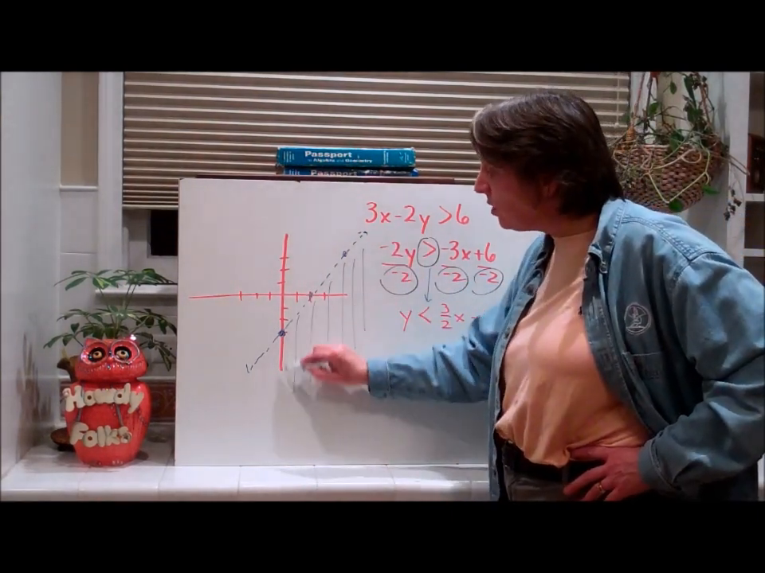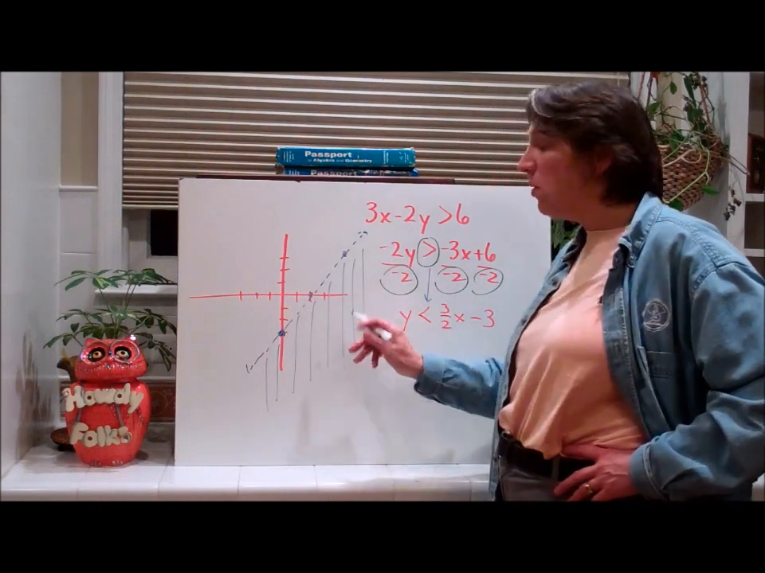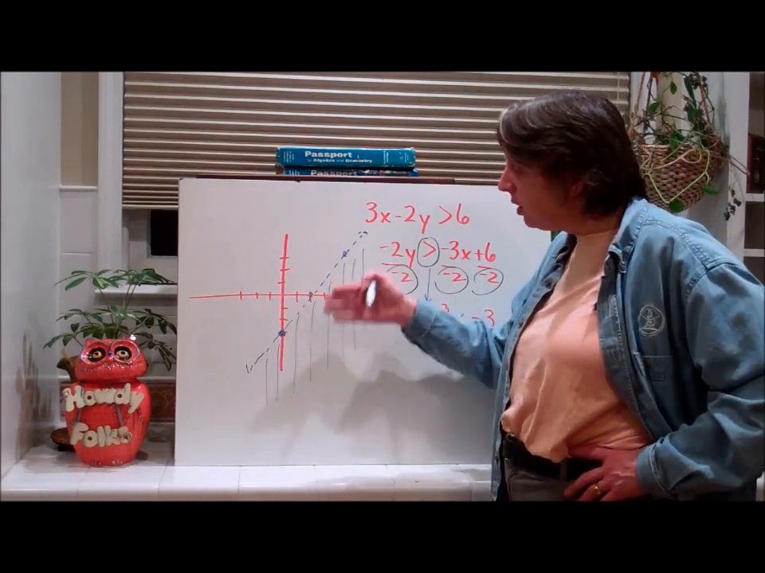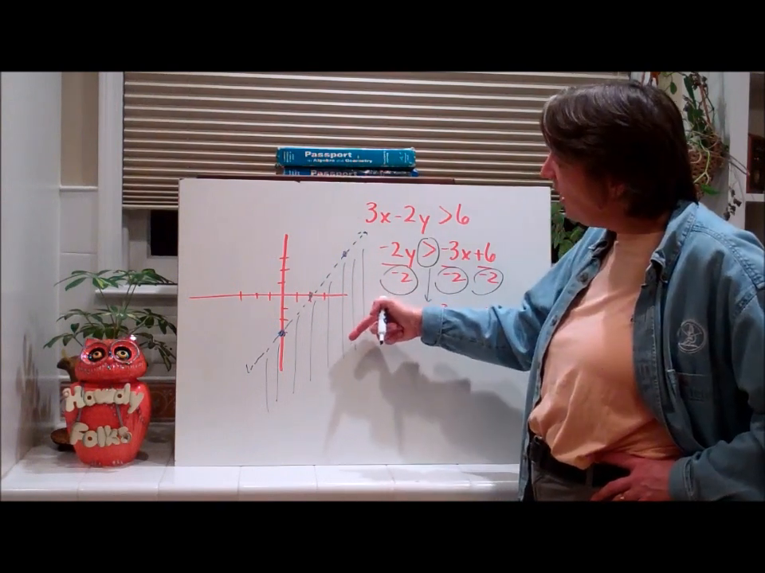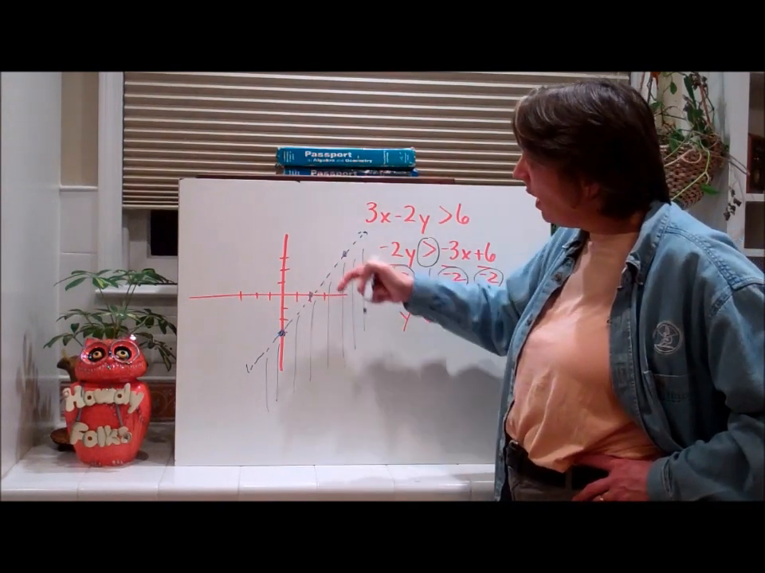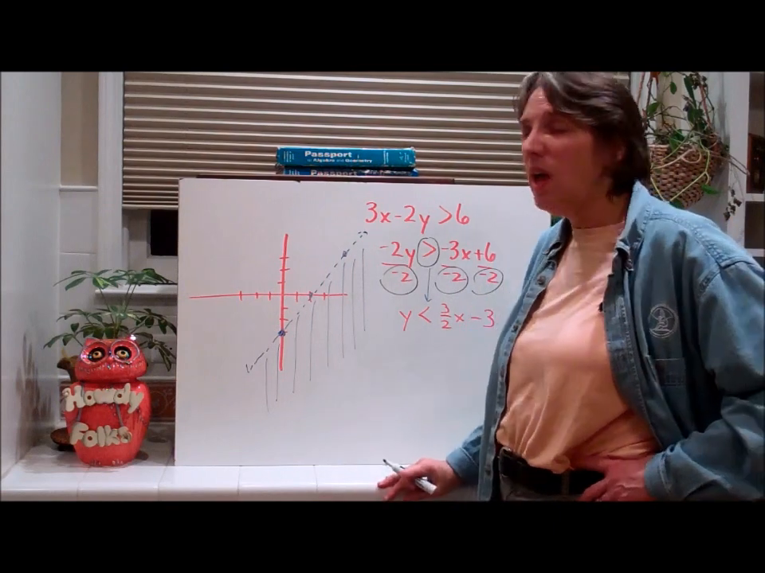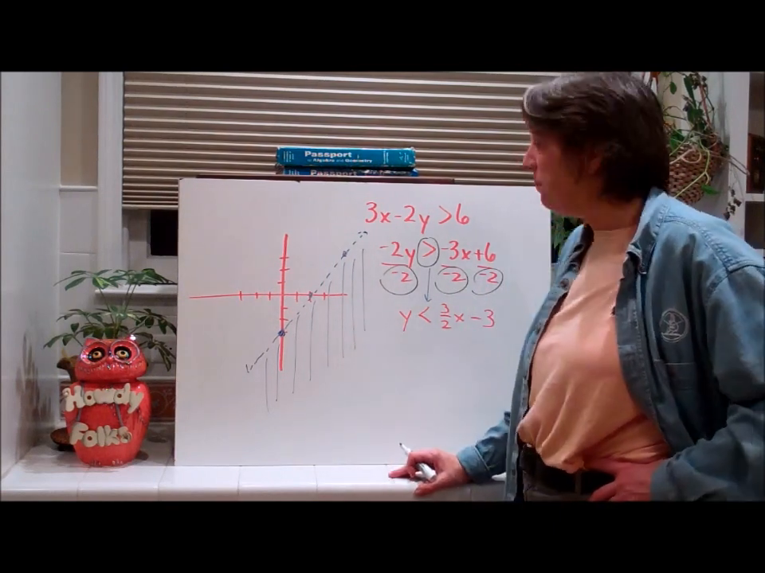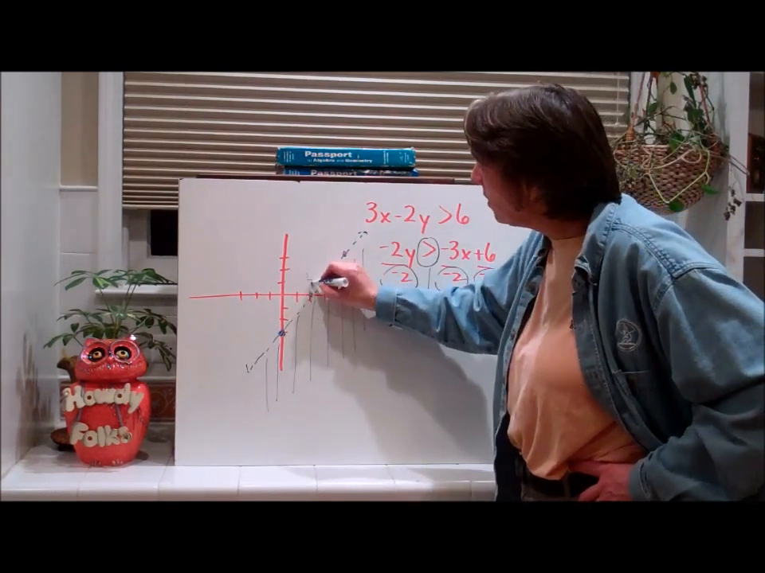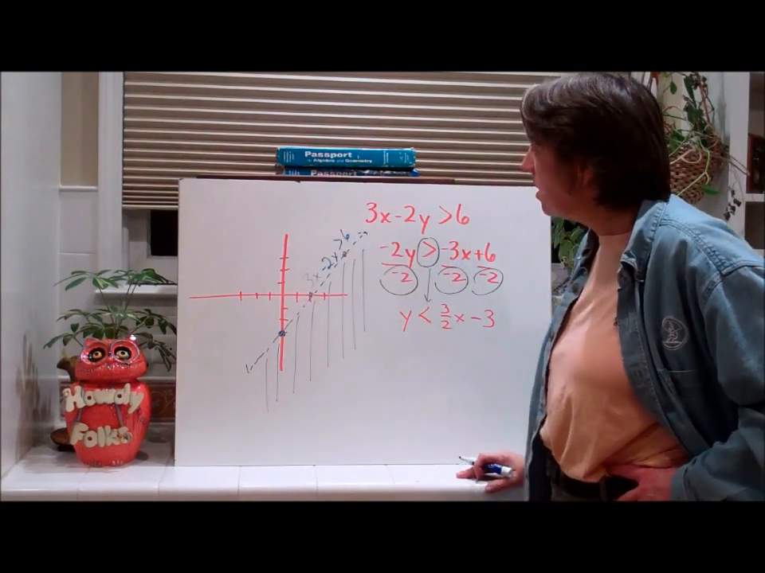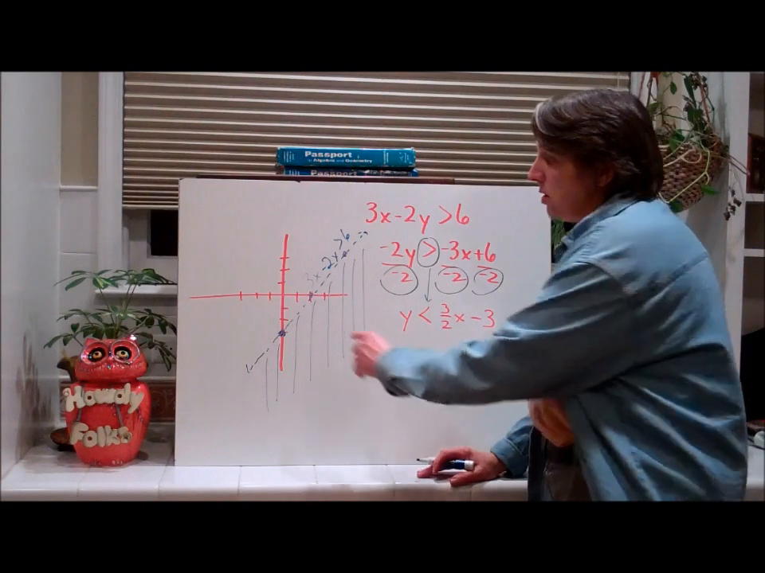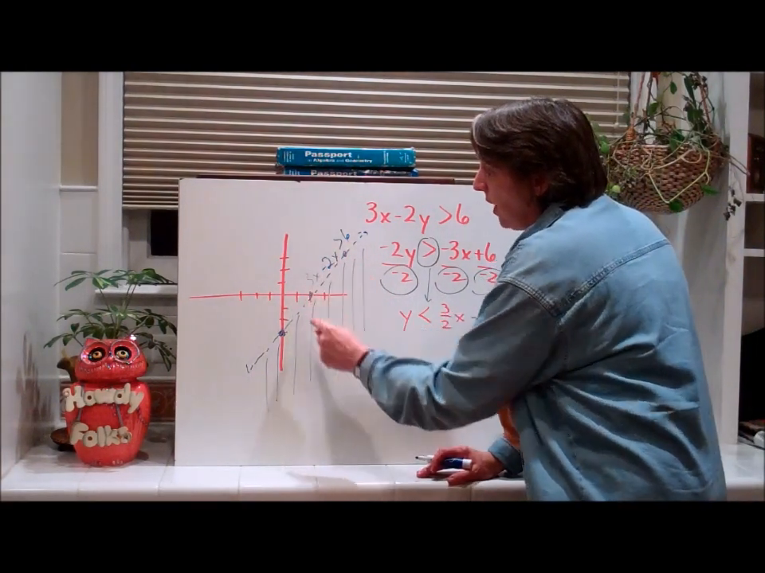So this is my solution. This is how I show it. I shade below the dashed line. And that means that any coordinate point that goes all the way up to, but not including the line, is the solution. I have to write 3x minus 2y is greater than 6. So 0, 0 will not make this true.